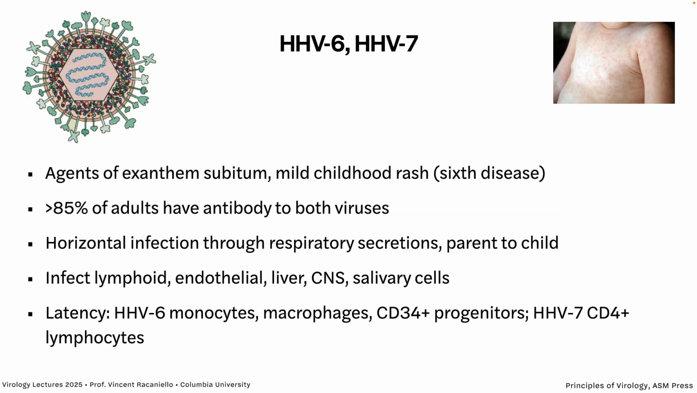Last virus, human herpes virus 6 and 7. These are agents of a rash disease in children called exanthum subitum, or sixth disease. There's 6 childhood rash diseases. Again, many adults are seropositive. Parent to child spread, just like the other herpes viruses. This virus infects lymphoid cells, endothelial cells, the liver, even the CNS and salivary cells, and goes latent, for HHV6 in monocytes and macrophages and hematopoietic progenitors, and HHV7 goes latent in CD4 positive lymphocytes.